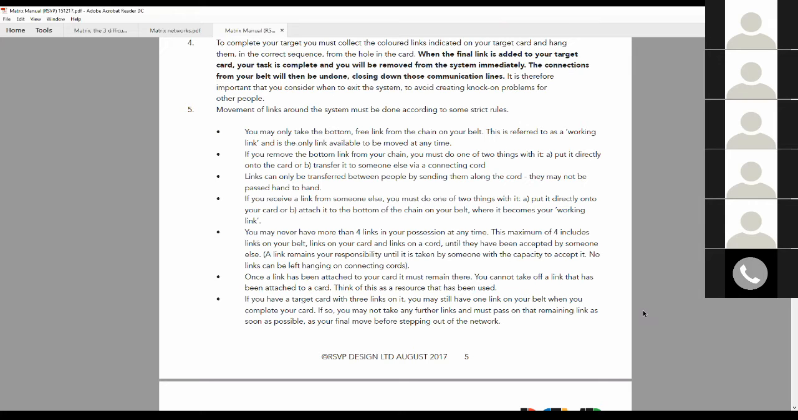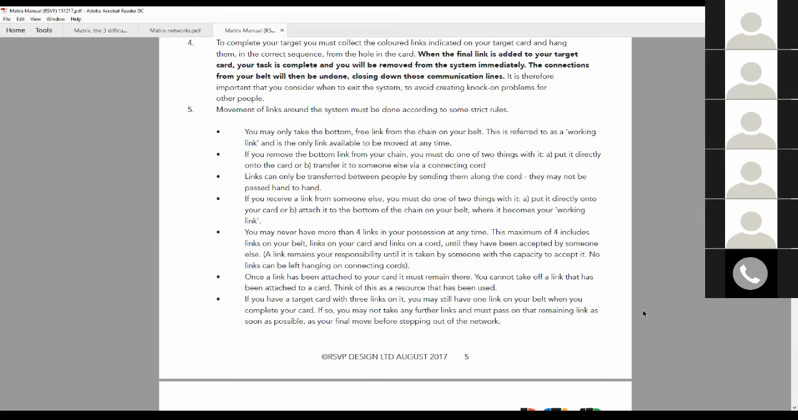If you remove the bottom link from your chain, you must do one of 2 things with it. Put it directly onto the card or transfer it to someone else via a connecting cord. Links can only be transferred between people by sending them along the cord. They may not be passed hand to hand.